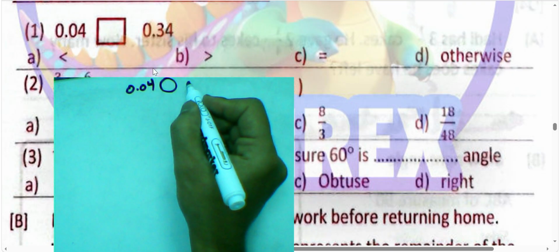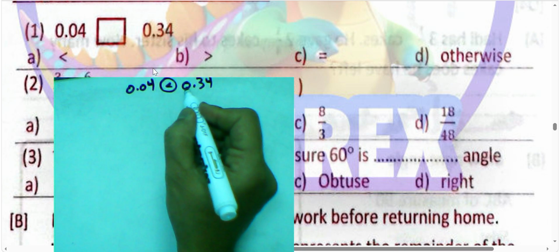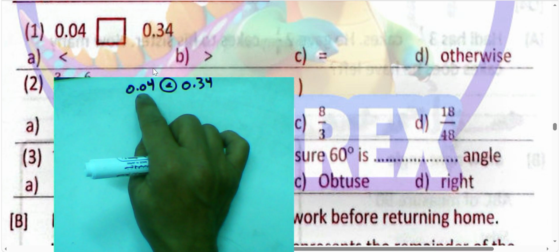Choose the correct answer. 0.04 or 0.3 and 4. We have 0.04 less than 0.34. We have 4 hundredths and here 34 hundredths. Then choose less than. Next question.